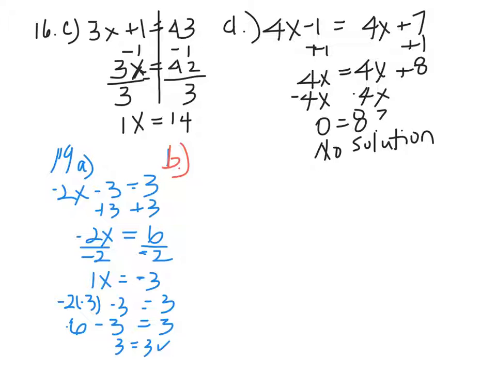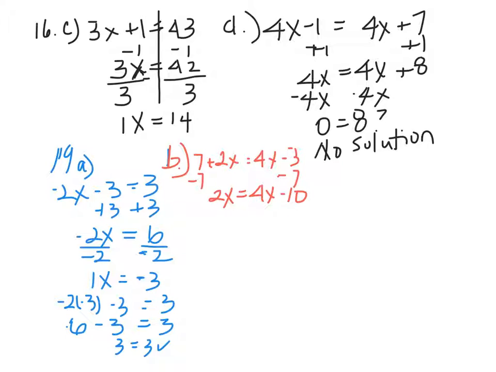Here's B. B says 7 plus 2x equals 4x minus 3. Going to do the same thing. Going to try to get my numbers on one side and my letters on another. Let's get rid of the 7. It's a positive 7. I do the opposite. Minus 7. Minus 7. I get 2x equals 4x minus 10.